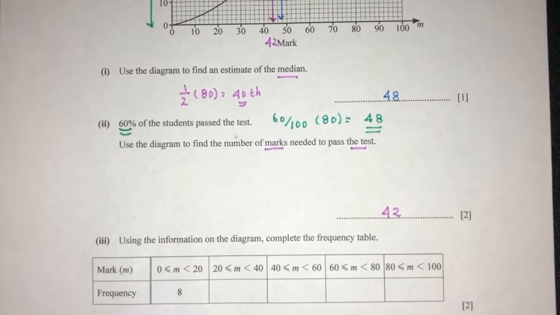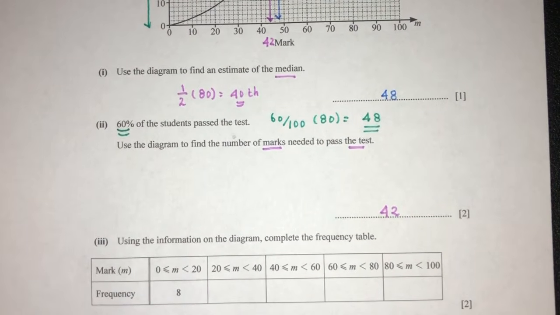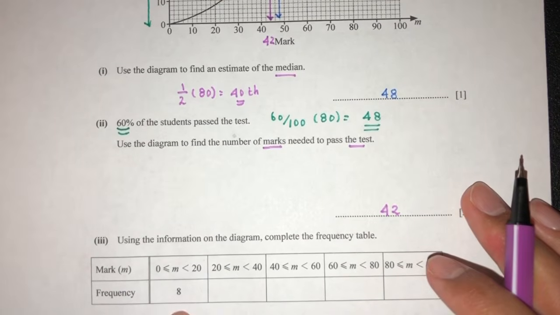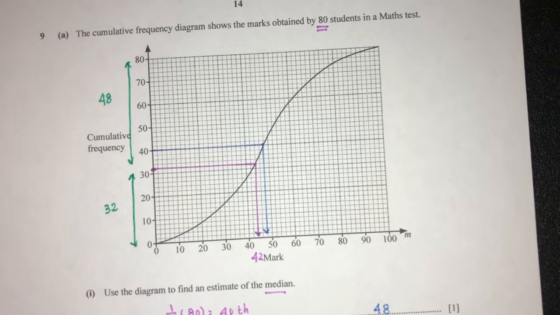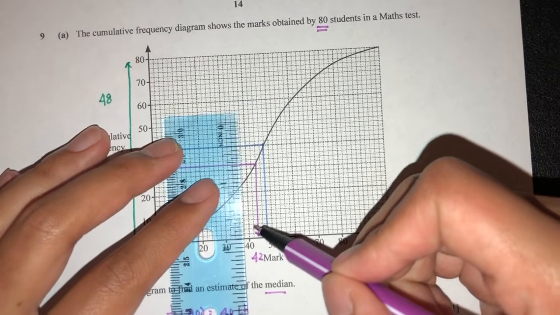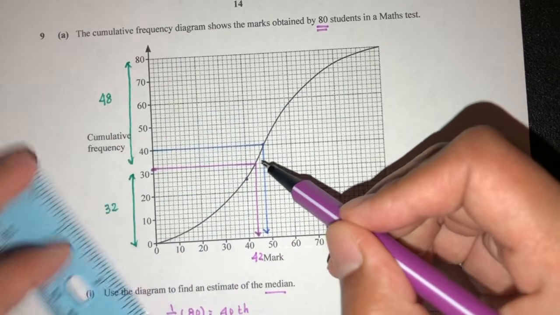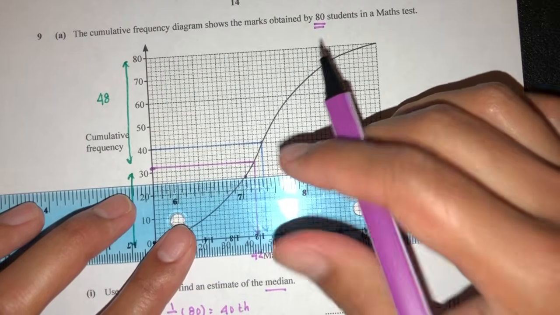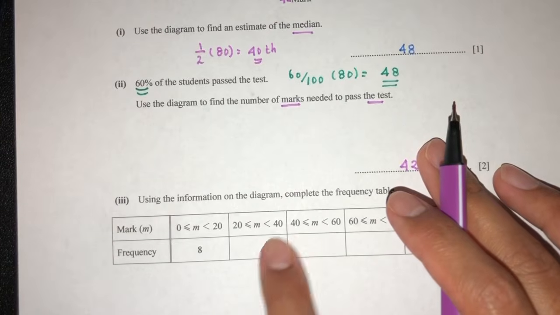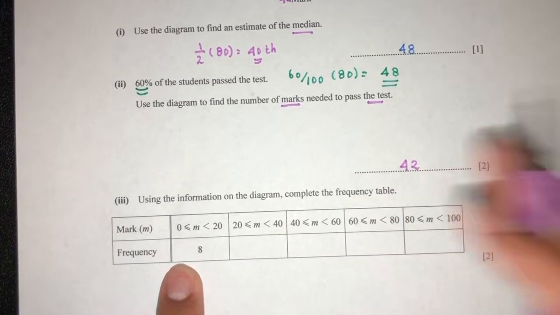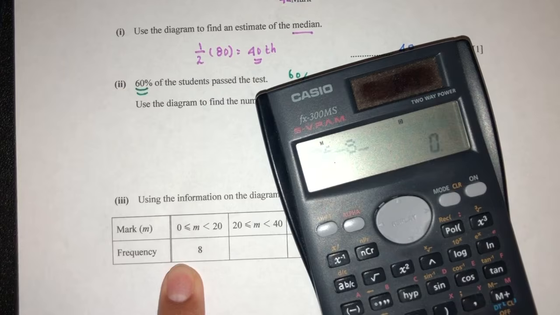Now, using this information on the diagram, we have to complete the frequency table. Here we have to find between 20 and 40. So let's first find 40. You can see 40 will be on this line, and that should be the value over here, that is 26. That will be less than 40 will be 26. 26 minus 8, that will be 18.